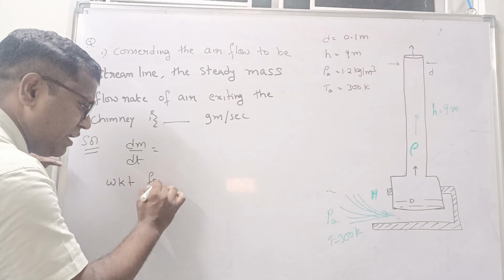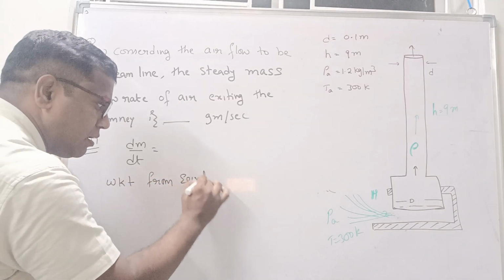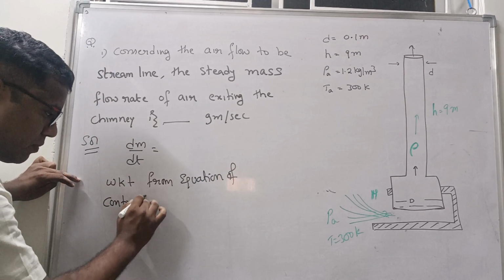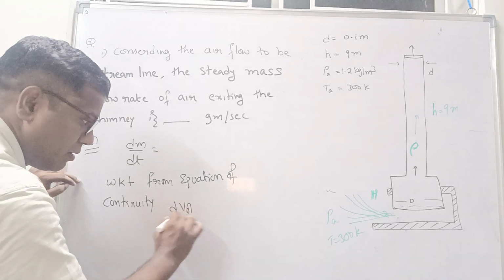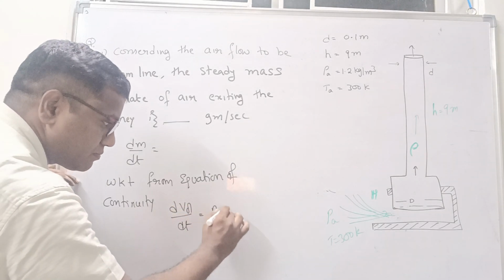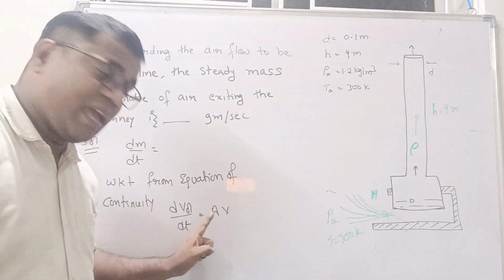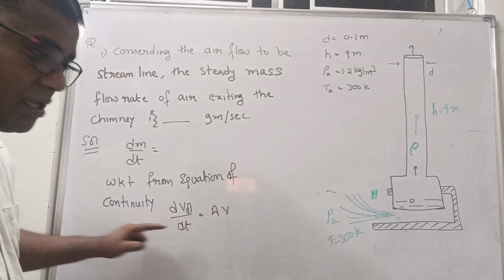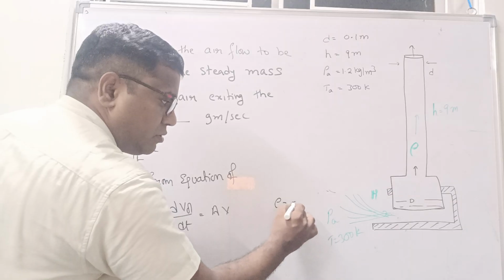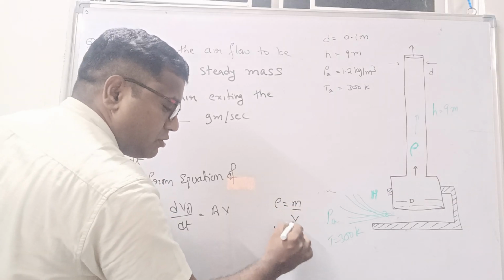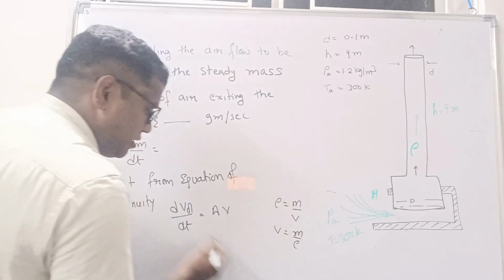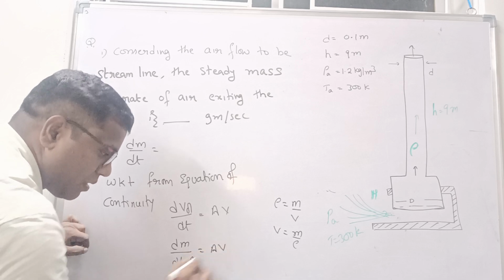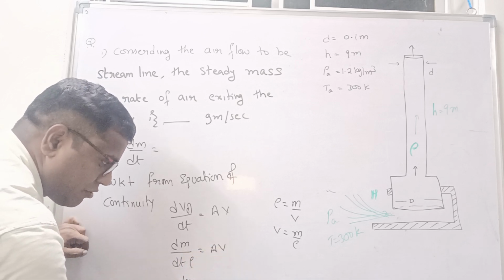So here generally we know that from equation of continuity, d volume by dt is equal to AV, where A is area and V is velocity. Here volume is there, so how to write? We know that density is equal to mass upon volume. Volume is equal to mass upon density. So I will write here dm by dt upon rho, which is equal to AV. So dm by dt is equal to rho AV.